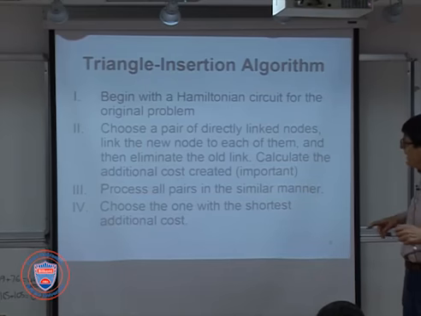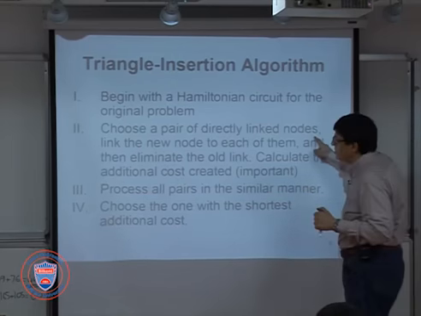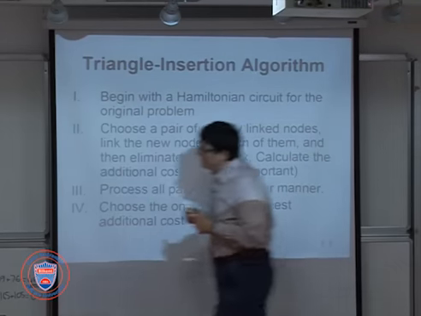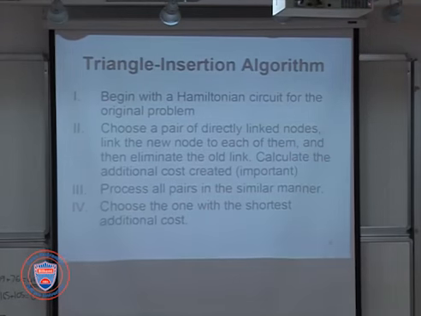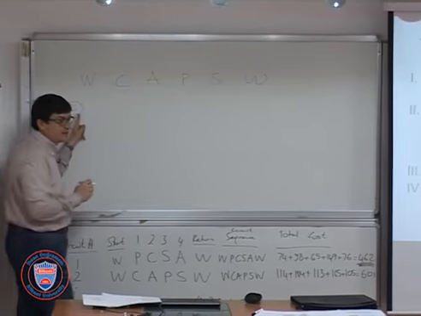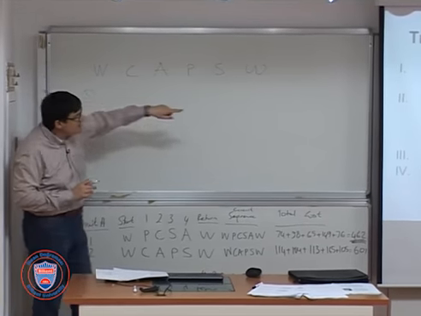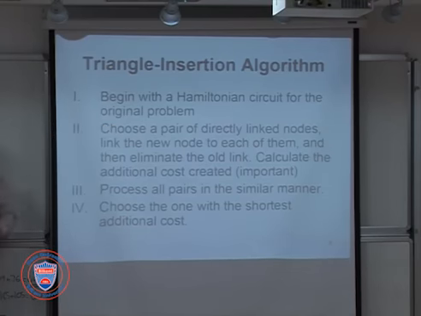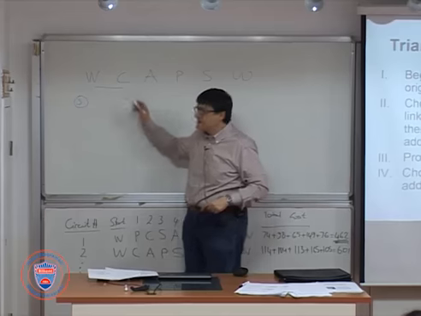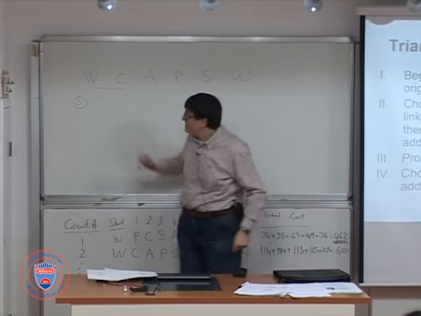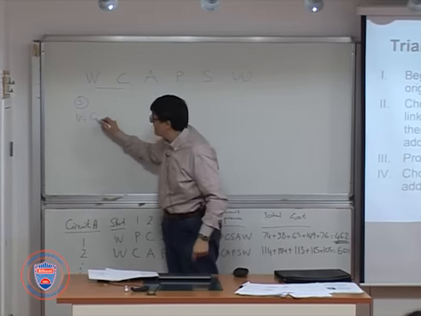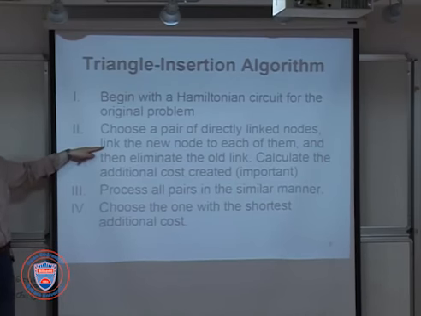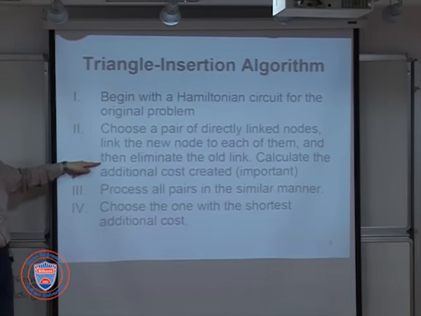So choose a pair of directly linked nodes, link the new node to each of them. So, for example, let's select S. I have selected S. So what I will do is choose a pair of directly linked nodes. For example, WC is one such pair. So WC is the pair that I selected. And link the new node to each of them, and then eliminate the old link.